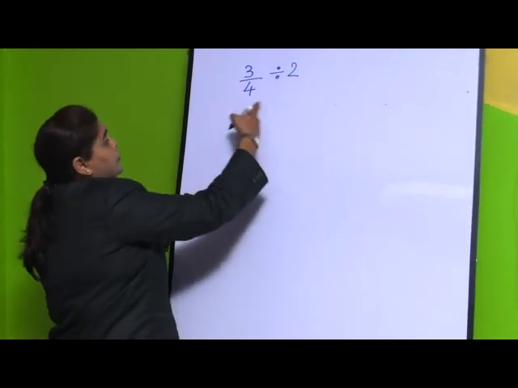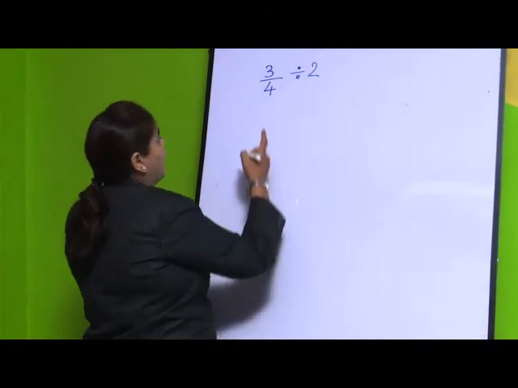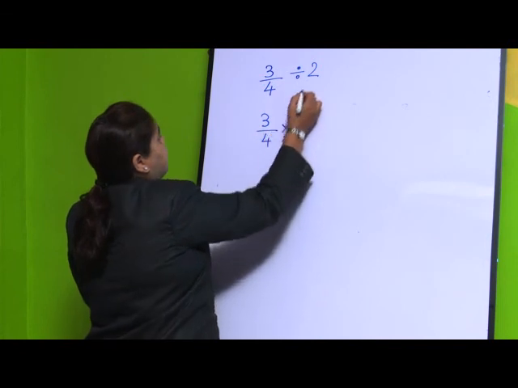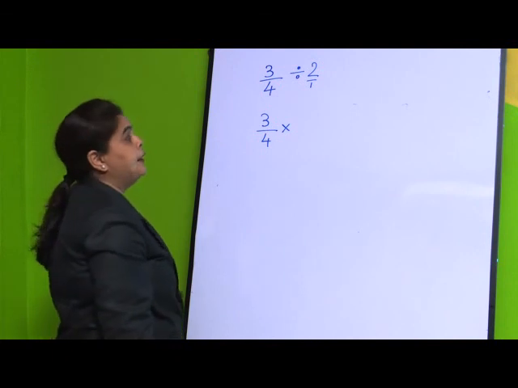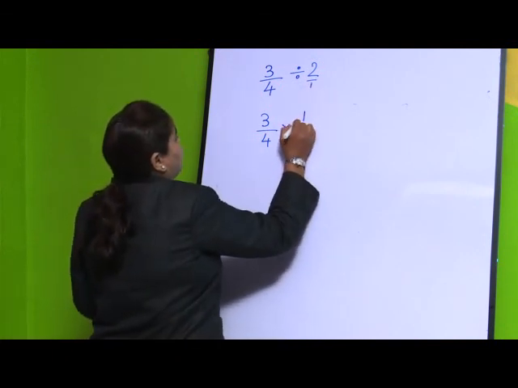We will find out first our steps, then we will see how many circles we have to cover. First step is 3 upon 4 multiplied by, here I told it is just you have to imagine 1. So, what will be the reciprocal or multiplicative inverse is 1 upon 2.